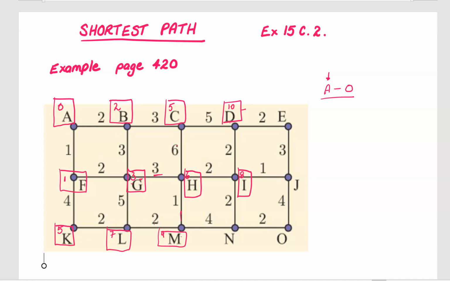And to get to N, is it going to be 8 plus 2, or is it going to be 9 plus 4? So clearly 8 plus 2 is smaller. That gives me the 10.